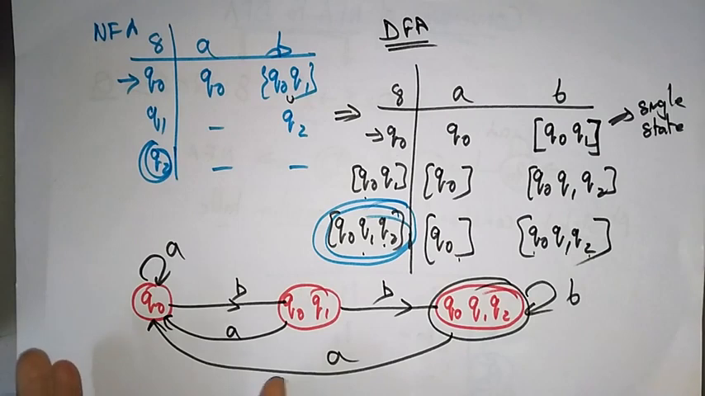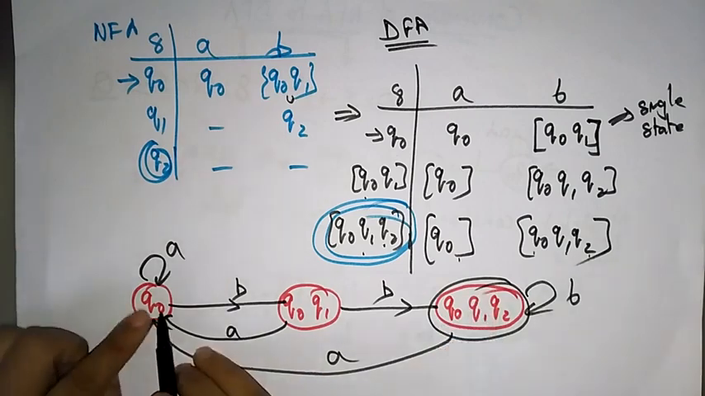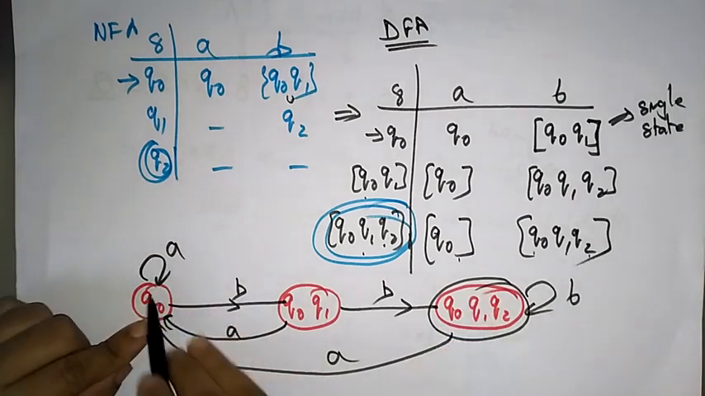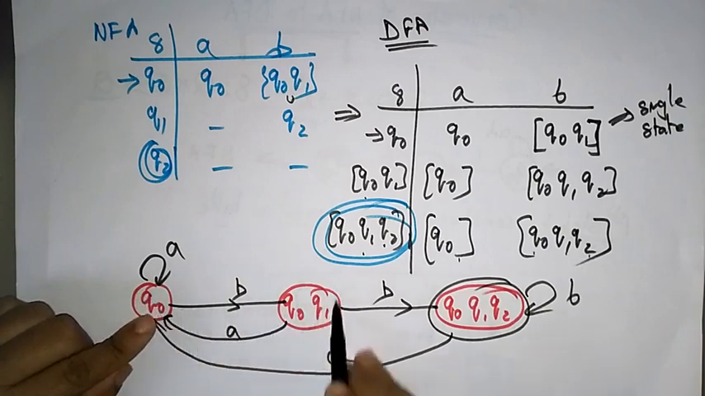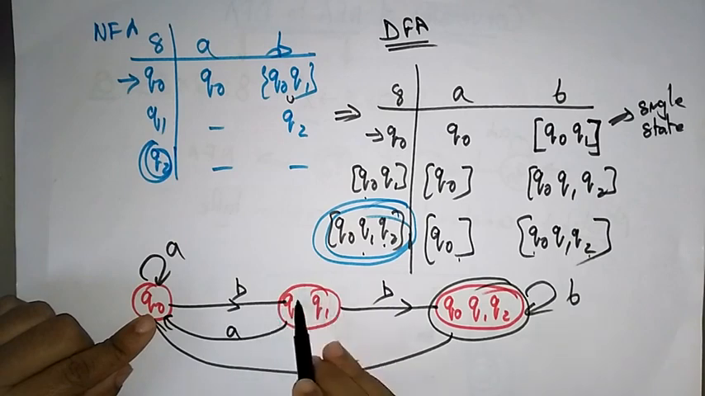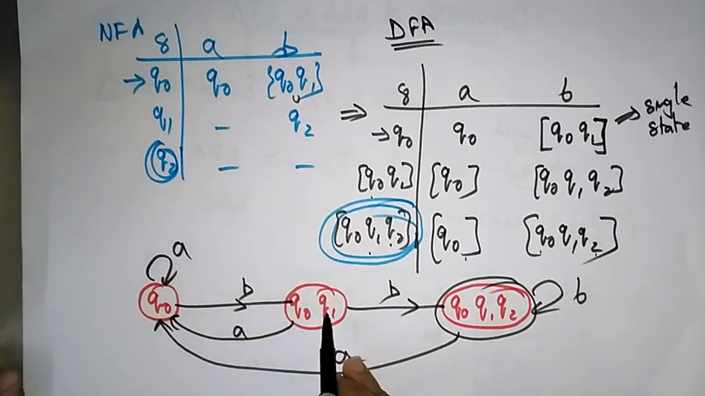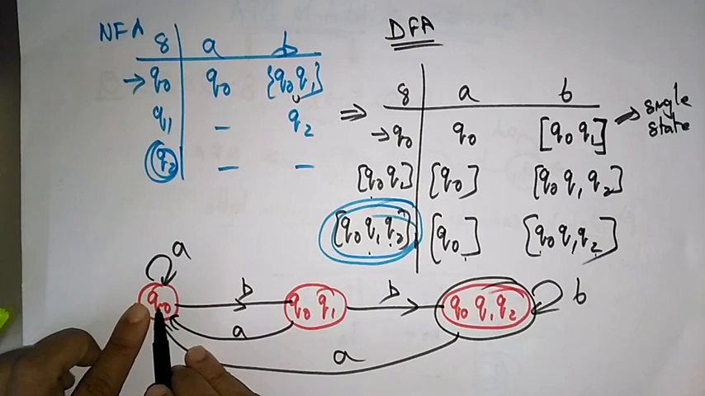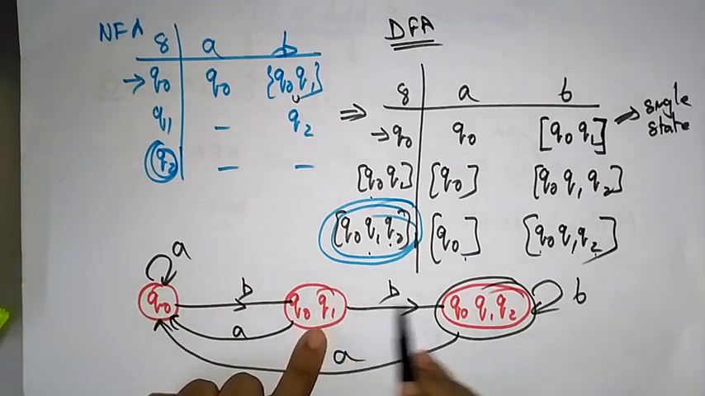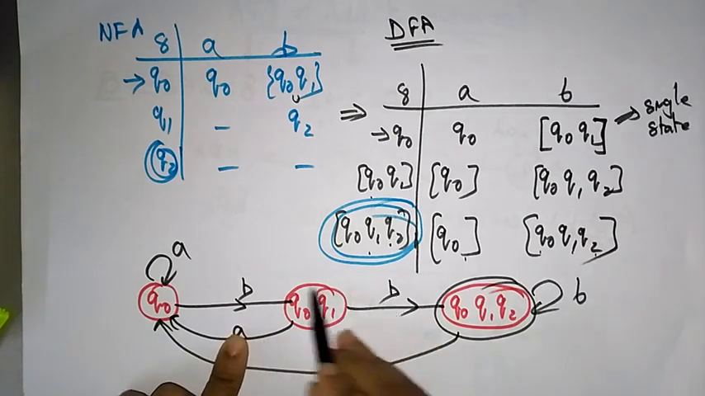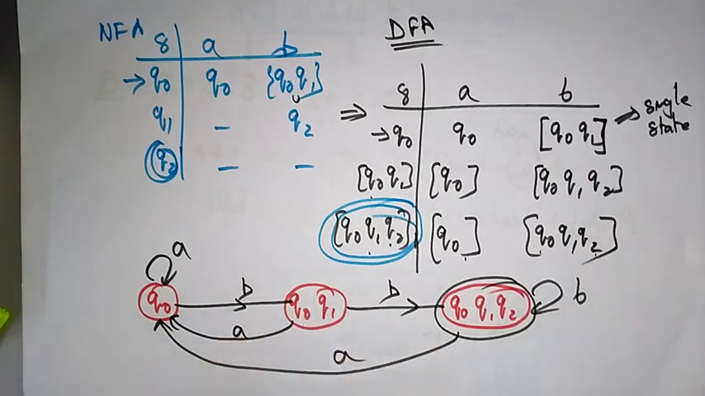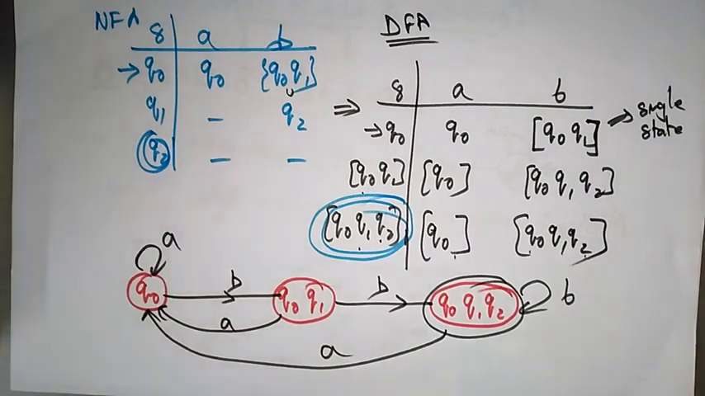Is it a DFA? Yes, obviously it is a DFA. Check here: Q0 on A goes to only one state, itself, and Q0 on B goes to only one state, not multiple states. Here also Q0, Q1 on A goes to one state, and on B it goes to the next state. For a specific input, a specific state will be there. So now this is a DFA. I converted the NFA into a DFA. Thank you.